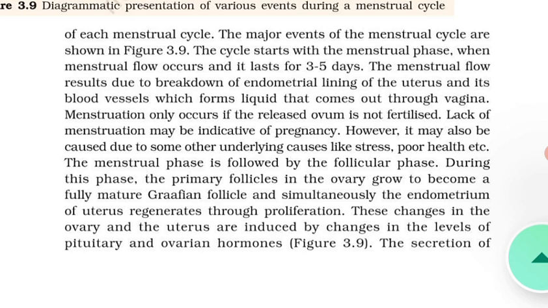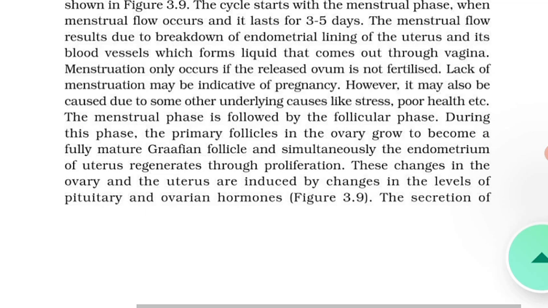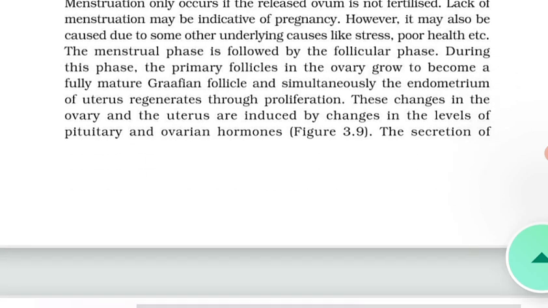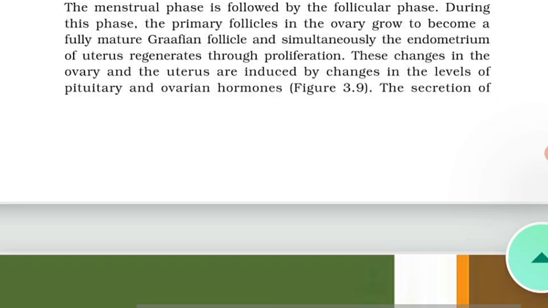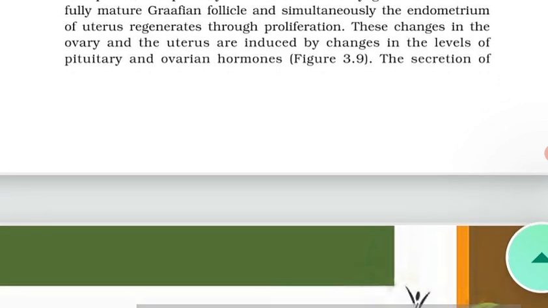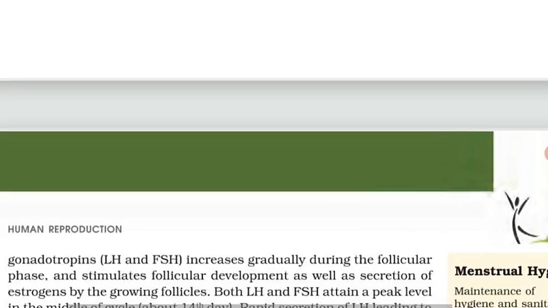Such an endometrium is necessary for implantation of the fertilized ovum and other events of pregnancy. During pregnancy, all events of the menstrual cycle stop and there is no menstruation. In the absence of fertilization, the corpus luteum degenerates. This causes disintegration of the endometrium, leading to menstruation, marking a new cycle.